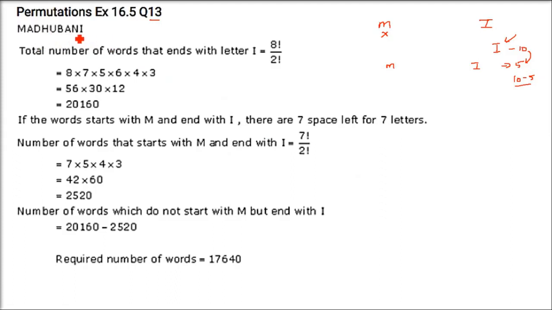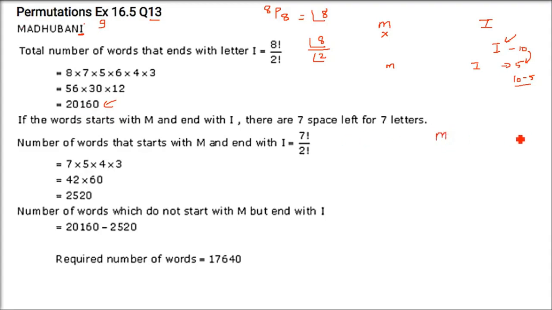So what is the formation? I we have fixed at the last. Total we have 9 letters here, so remaining is 8. So 8P8, that is factorial 8; we have to arrange 8, taking all of them at a time. And since A comes 2 times, you have to divide by factorial 2. So total number of words that end with I is factorial 8 by factorial 2.